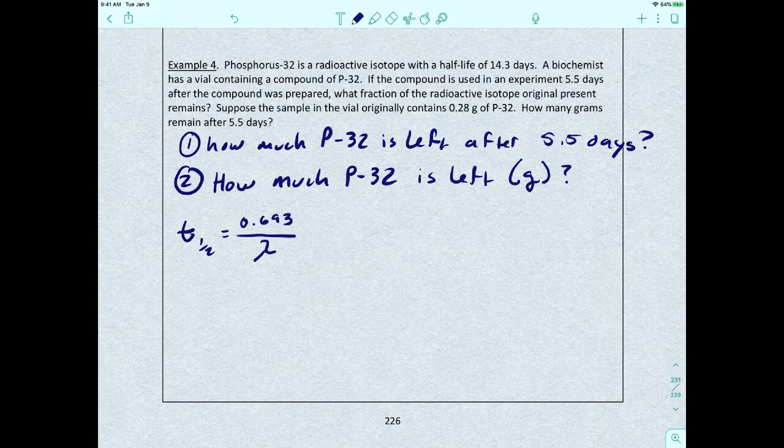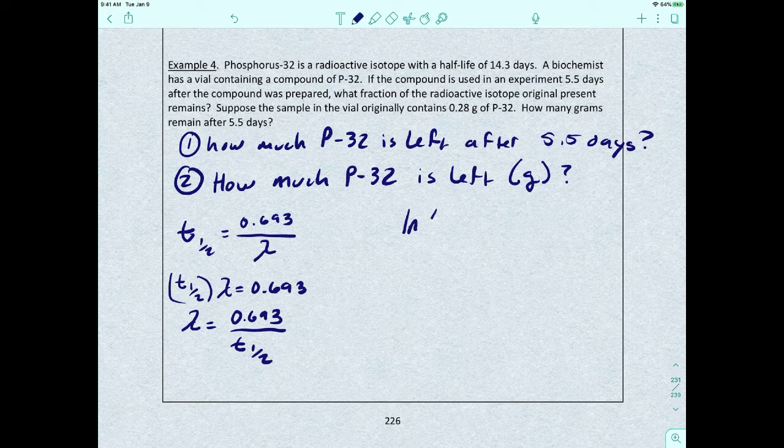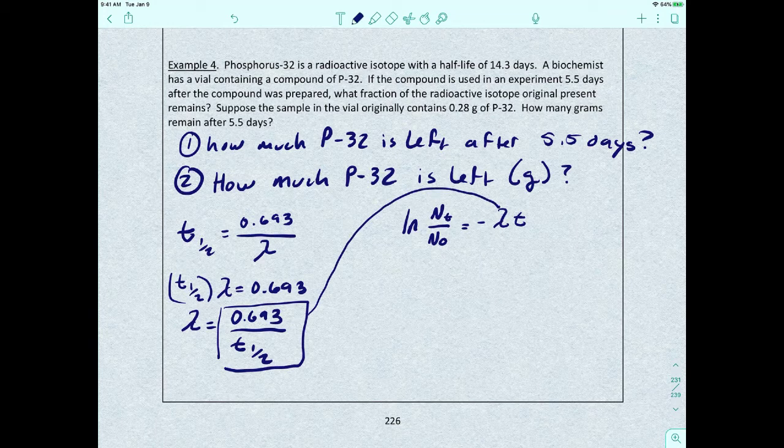Now, if we rearrange this equation and solve for lambda, because we need that, we multiply both sides by lambda, so half-life times lambda is equal to 0.693, and we divide both sides by half-life, we get that lambda is equal to 0.693 divided by T1/2. Now, if we remember the integrated first-order rate law, the natural log of the amount of radioactive nuclei divided by the initial amount is equal to negative lambda times t. We just solved for lambda, so we replace lambda in the integrated rate law with that expression, 0.693 divided by half-life.